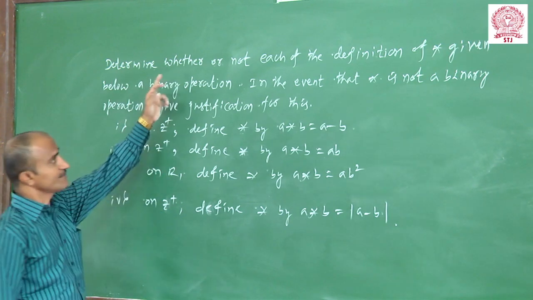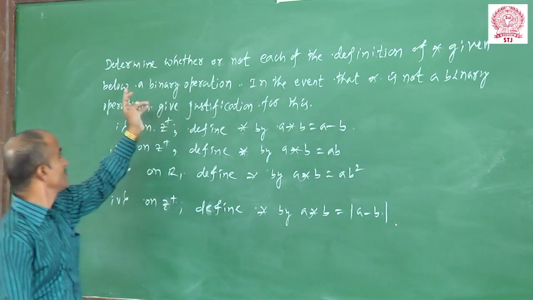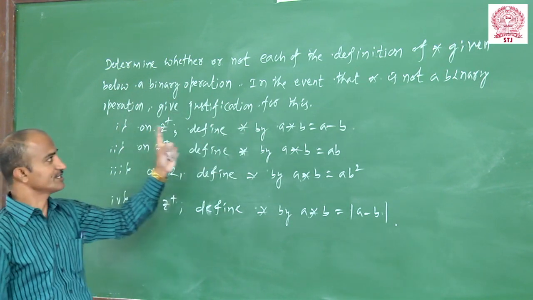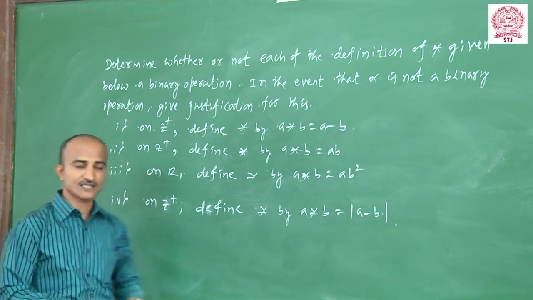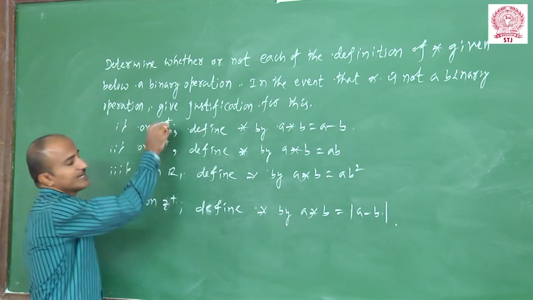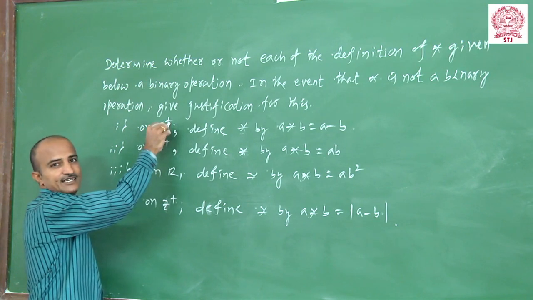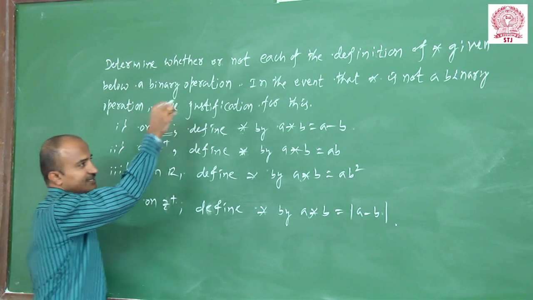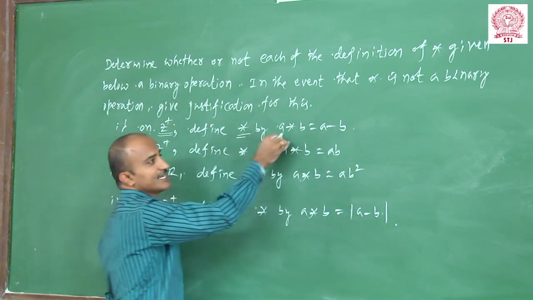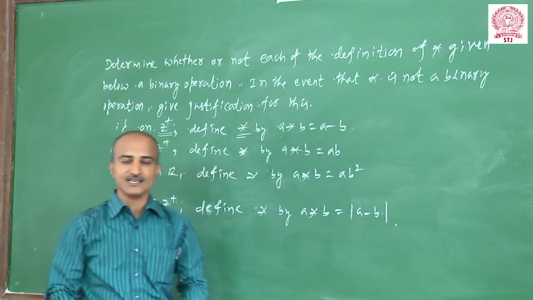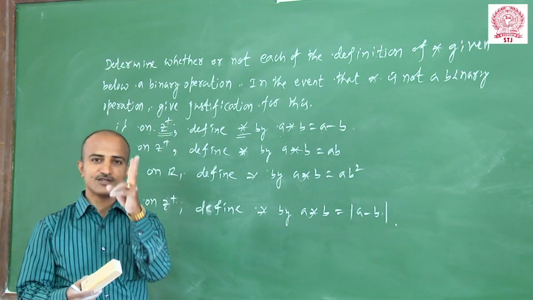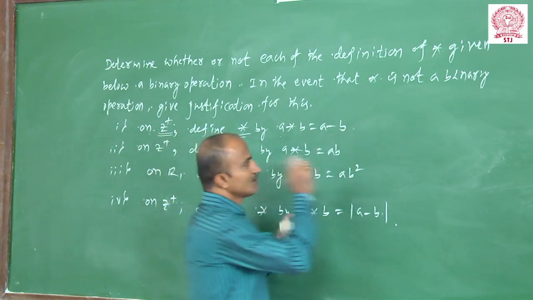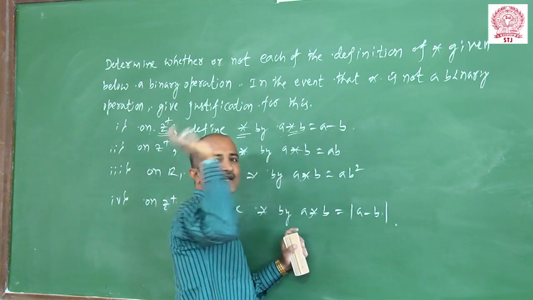See here, determine whether or not each of the definitions of star given below is a binary operation. In the event that star is not a binary operation, give justification for that. Here, on Z plus, the set of all positive integers, the non-empty set, they have defined star by A star B equals A minus B. That means whenever we compose any two elements from that set, it is of the form A minus B. So here clearly star is not a binary operation.